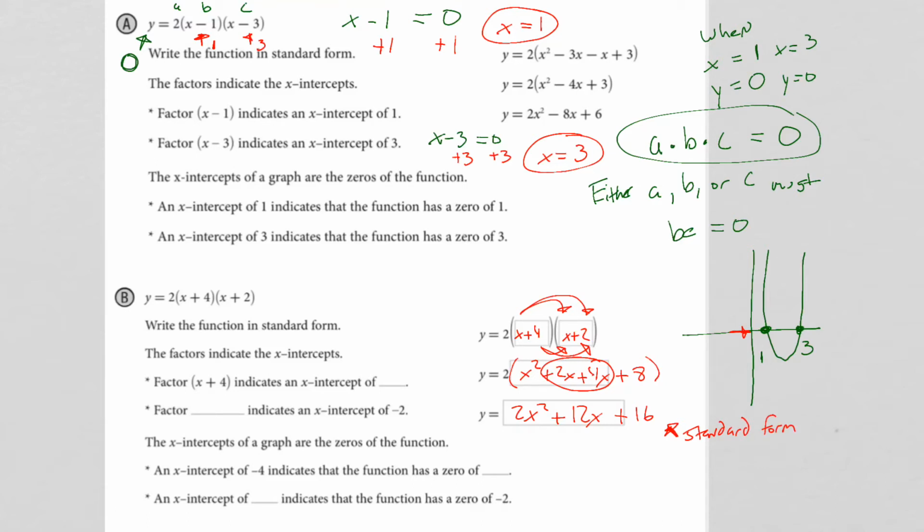And if we take a look at this here, the factor x plus 4 indicates an x-intercept of what? Well, right, if I need one of these things to be equal to 0, x plus 4 equals 0, what would x have to be to make this equation, to make y 0, essentially? Well, it would have to be a negative 4. And the x-intercept of negative 2 aligns with the factor x plus 2.